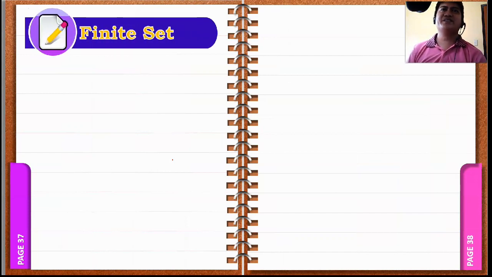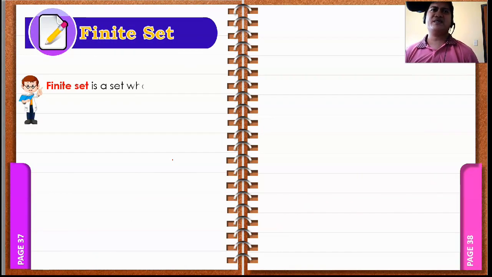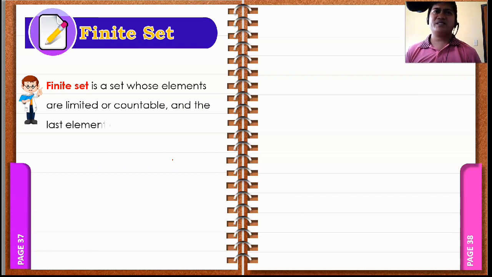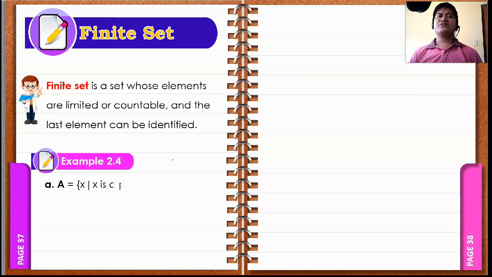So let's have first the finite set. When we say finite set, it is a set whose elements are limited or countable, and the last element can be identified. So in our previous examples earlier, some of those are finite sets. In that case, we can count how many elements or members are in the given set. For example, set A is a set of all x such that x is a positive integer less than 10. That is our first example earlier.